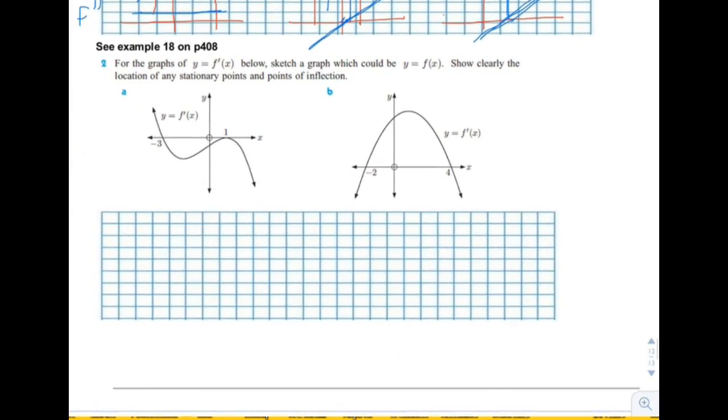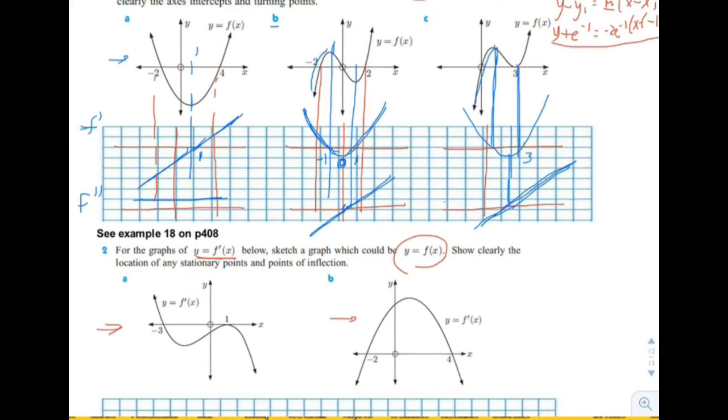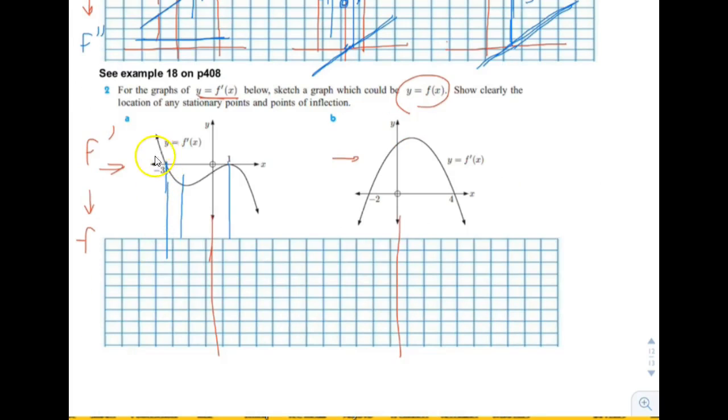Number 2. For the graphs below, sketch a graph of what? All right, the graphs below are f dash. They're gradient curves. Sketch a graph of the original function which corresponds to these. So now we're going to do it backwards. What we did here was take the function and find the derivative and the second derivative. Here they give us the first derivative, and now we're going to try to find the original function. The best way to do this is to look at slopes: this is a positive slope, this is a negative slope, and this is a negative slope. At 2 points, it becomes flat, which is here and here.